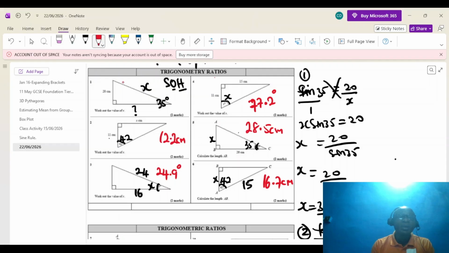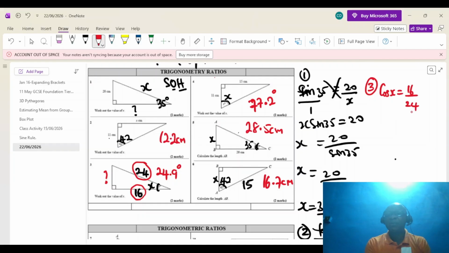Okay. So for number 3, I will solve it here. Look at it here. The angle is what I'm looking for, and I'm going to use cosine. The reason is because if you look at this place now, I marked a question mark. That is the opposite. So no value is given on that opposite. So what I will do, I will use the adjacent, which is 16, and the hypotenuse, which is 24. So what I will now write is cos x will be equal to adjacent, which is 16, over hypotenuse, which is 24. So this formula will give me the correct answer.